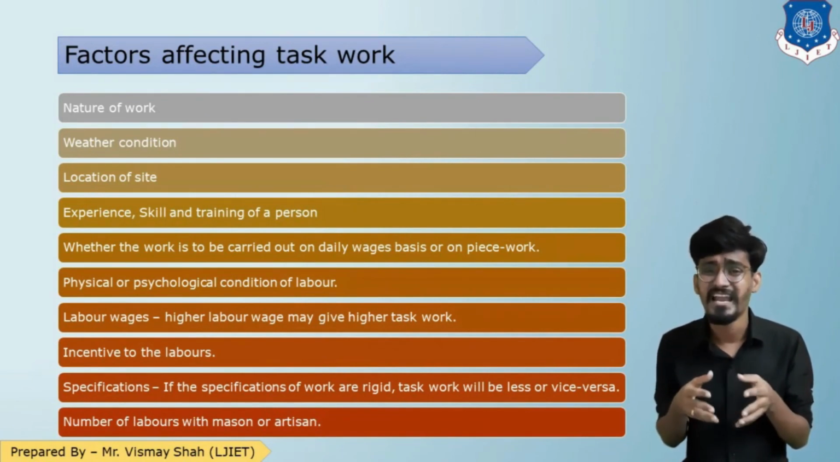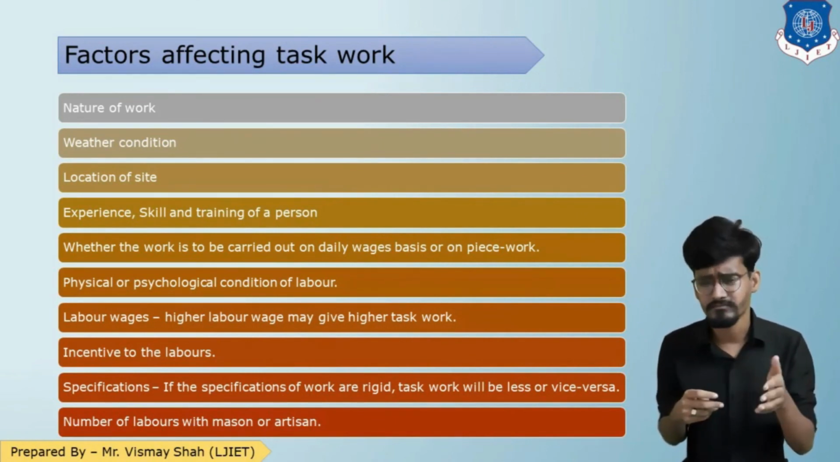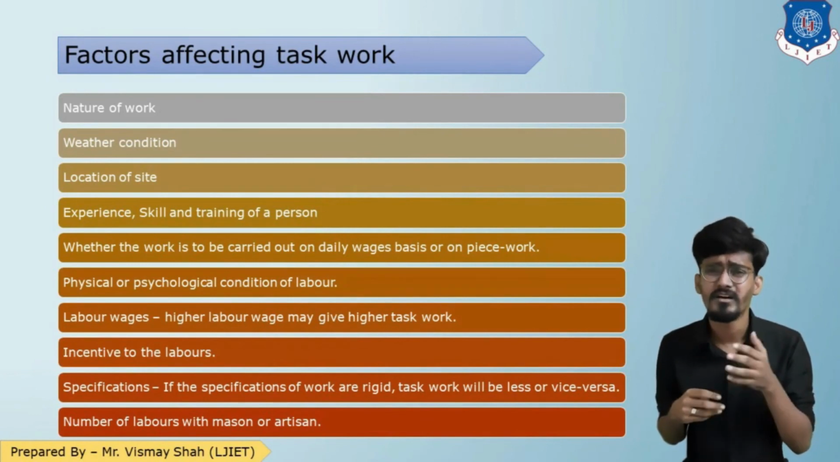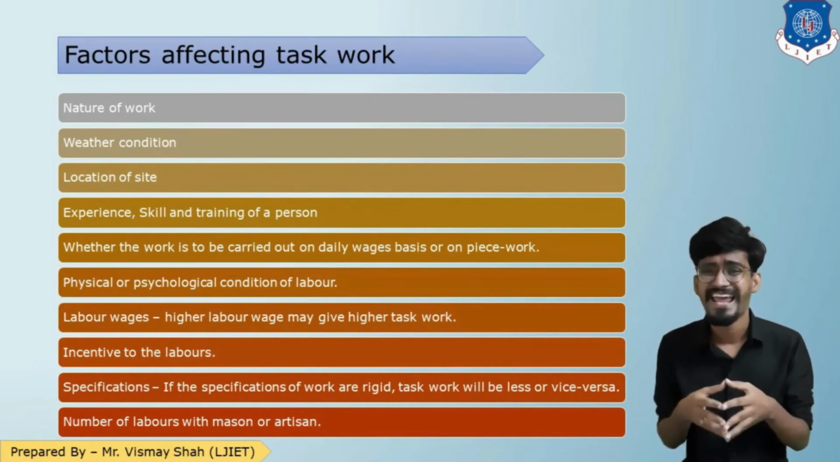The next is labor wages. The higher the labor wages, the more the task work. You may have already seen this: after 6 p.m. or 7 p.m., if you want to work with the labor, they will ask for 1.5 times their daily wages. So the higher the wages, the higher the productivity.